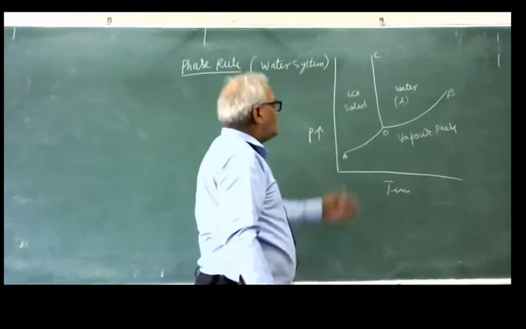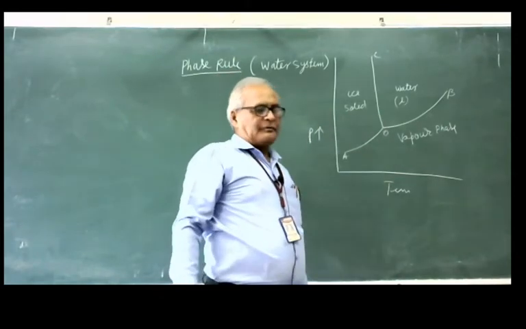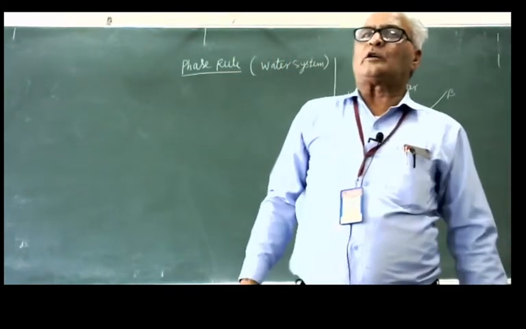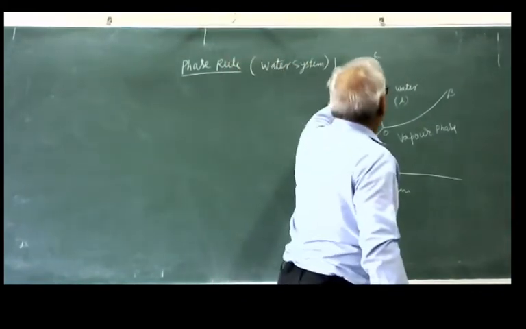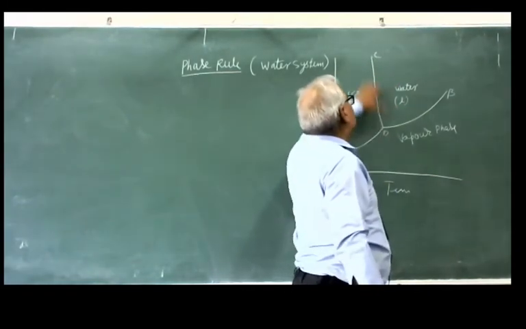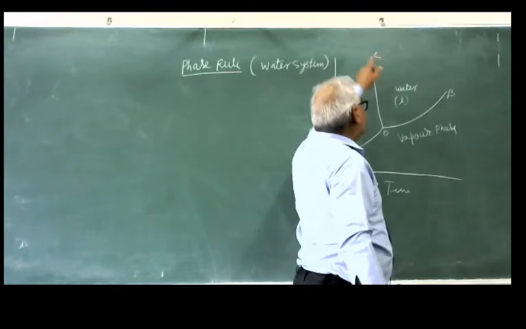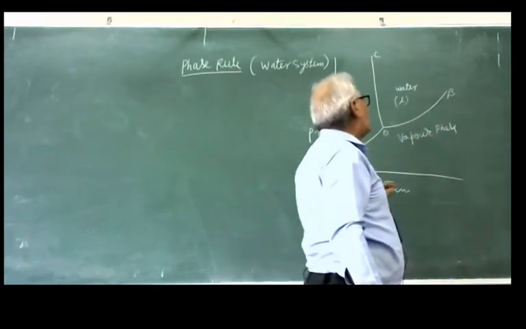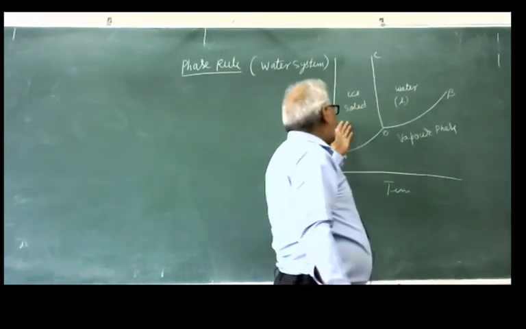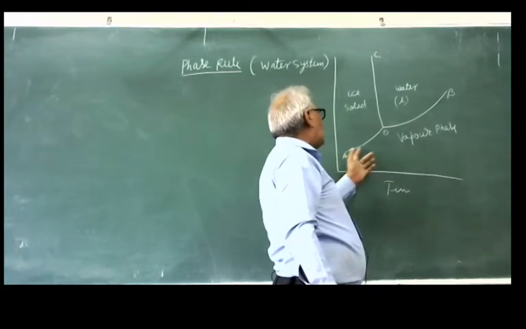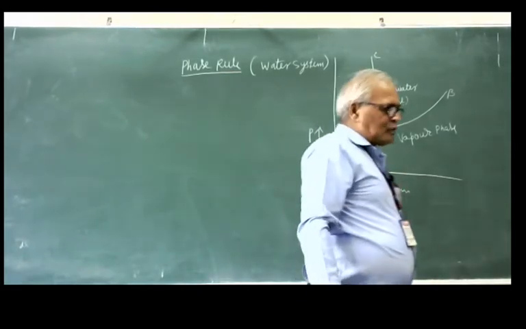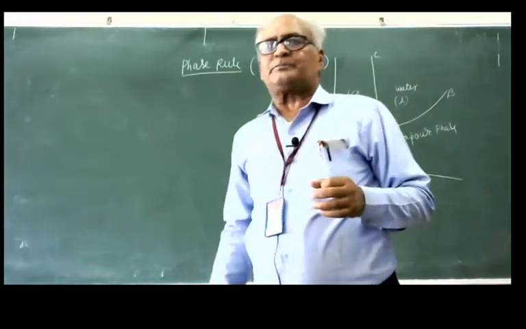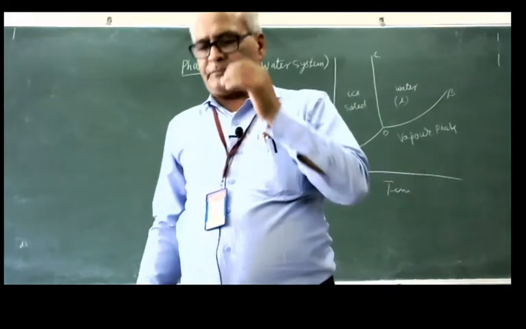So in water system, you have three phases. Two phases may be in equilibrium. Just see here, solid ice and water are in equilibrium along the OC line. Water and vapor are in equilibrium along the OB line. Solid ice and vapor are in equilibrium along the AO line. In this way, we can understand the different phases present in the system.